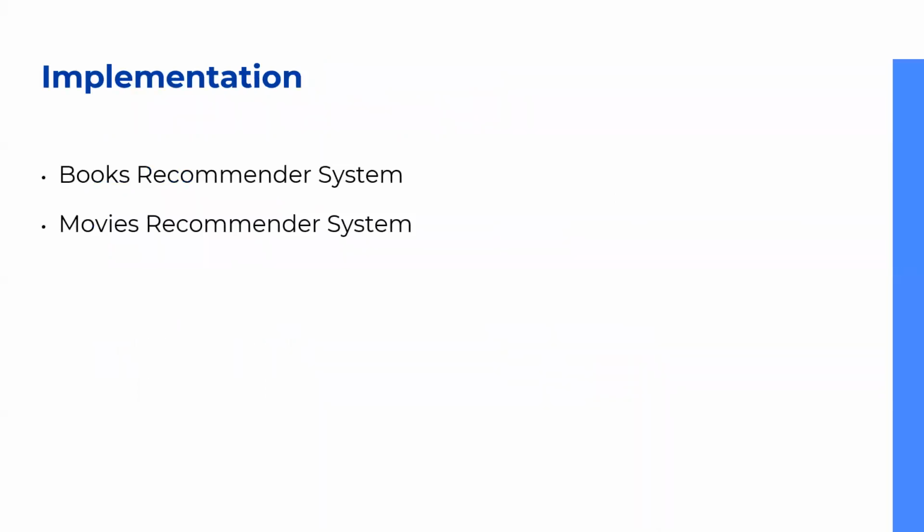Today our focus in the implementation is to take two examples to implement a recommendation system. One is a book recommendation system and the other is a movie recommender system. So let's start the implementation work.